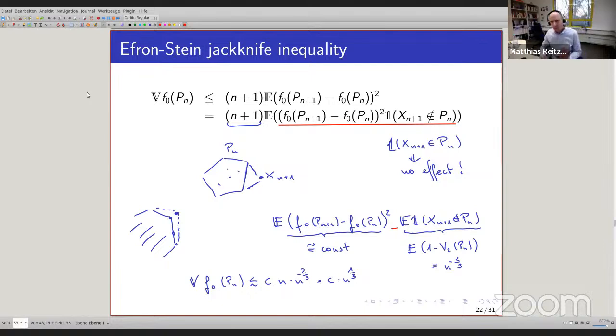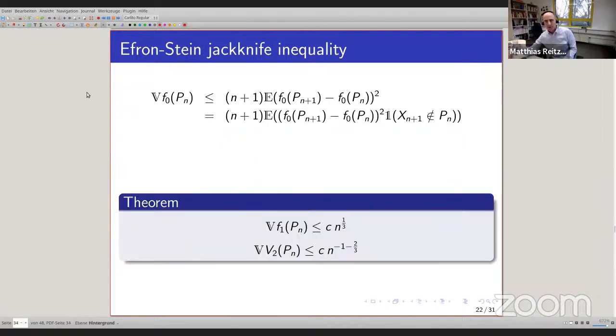Okay, without going into the details now, maybe this gives you an idea why n to the power 1 over 3 is what we expect for the variance. So the result is, in fact, that the variance of the number of edges, which is clearly the same as the variance of the number of vertices, is of order n to the power 1 over 3.